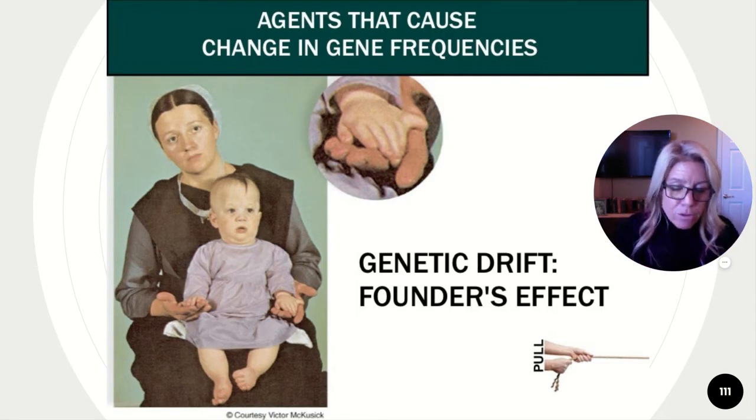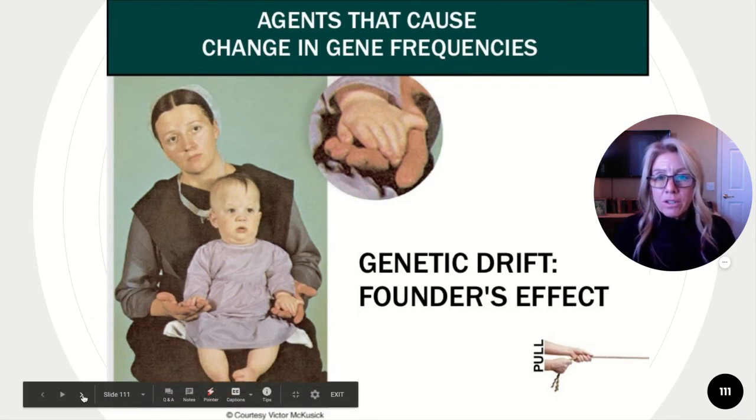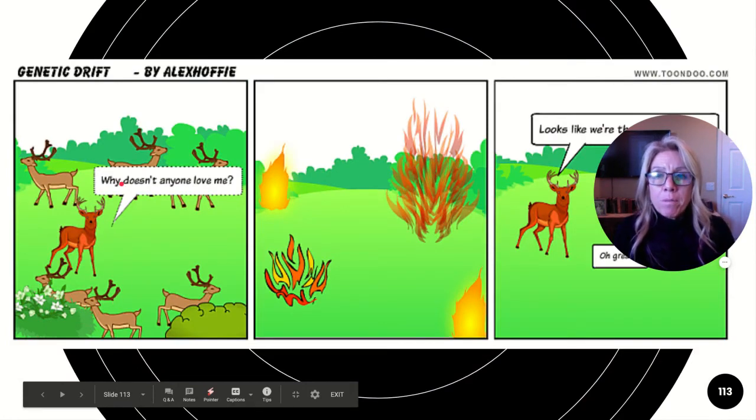frequency. So founder effect is a portion of the population starts a new population with a fraction of the total alleles. And then here, I already showed you that. This would be in a form of genetic drift.